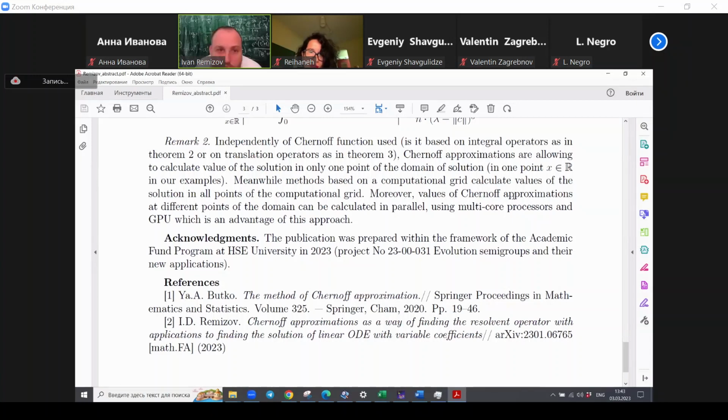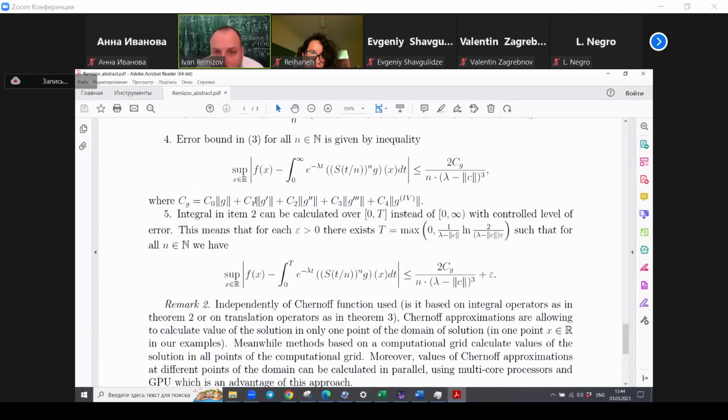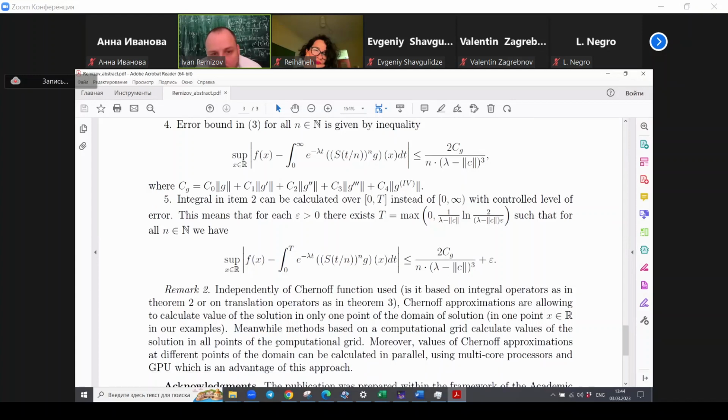Moreover, values of Chernoff approximations at different points of the domain can be calculated in parallel using multi-core processors or GPU, which is an advantage of this approach. However, the computational complexity is still very high, so we still have something to do with it, but nevertheless, I would like to mention these advantages of the method of Chernoff approximation. I am out of time, so thank you.